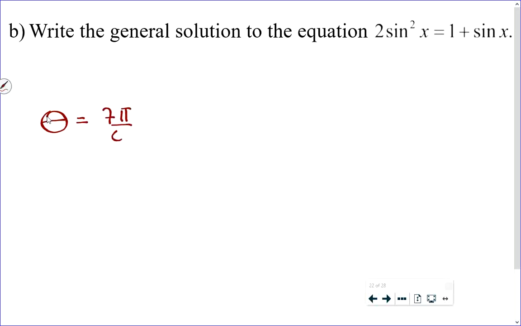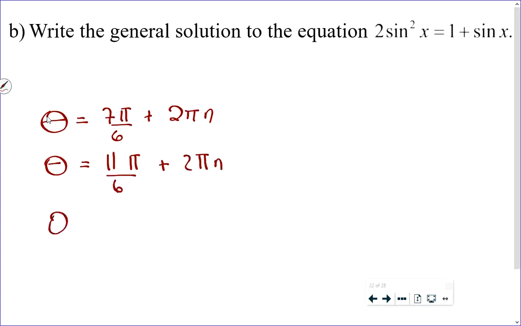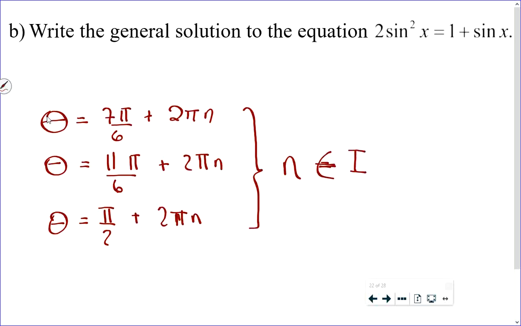Well, we could write this. 7 pi over 6 plus multiples of 2 pi, 11 pi over 6 plus multiples of 2 pi, pi over 2 plus multiples of 2 pi. Of course, n is an element of the integers because that's positive and negative whole numbers, including 0. That means we can add or subtract that multiple of 2 pi.